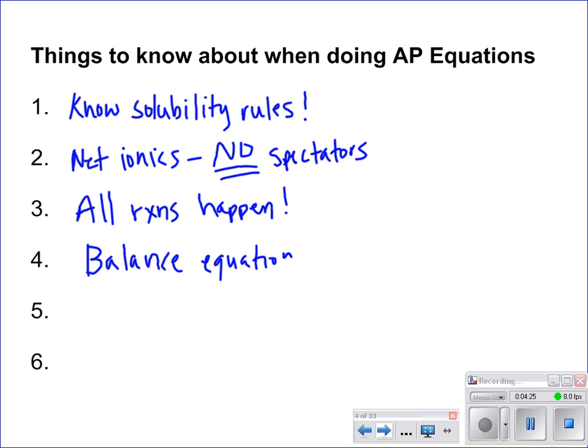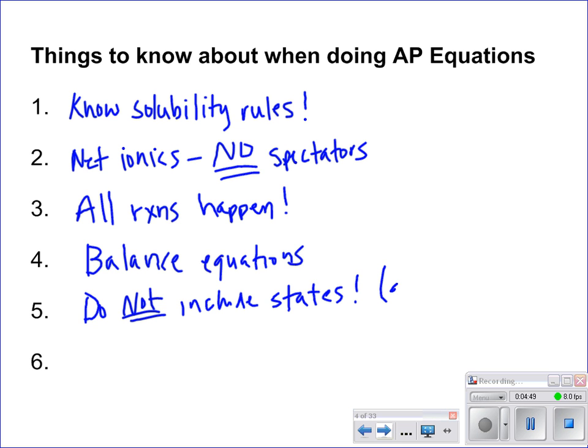Very important. Do not include states of matter. The reason I'm telling you this is because if you get them wrong, they'll affect you and you could get points taken off, and they're not required, so why do them? Right? Because if you make a mistake with them, it could cost you. By that I mean, y'all know what I'm talking about, AQ, S, etc.